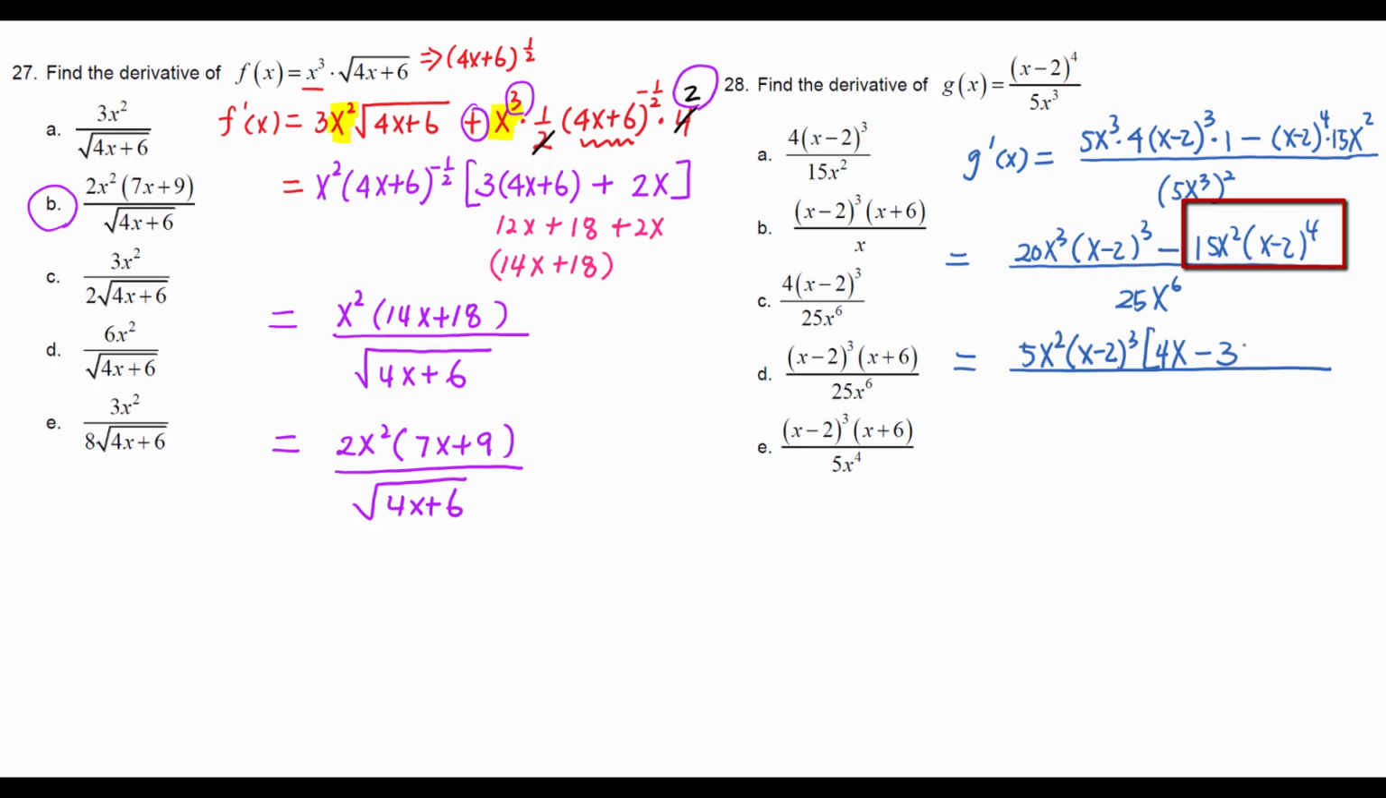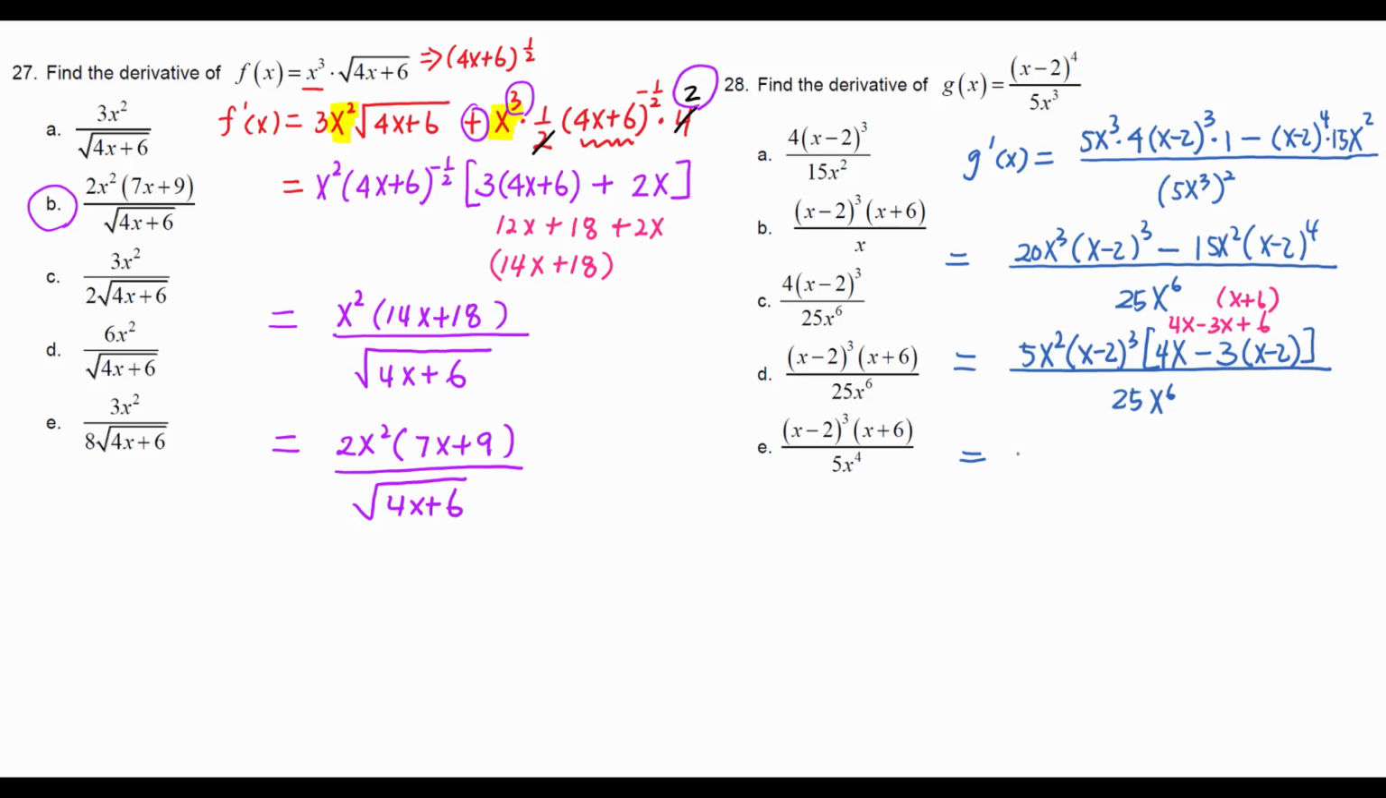(x − 2)³ times (x − 2) is (x − 2)⁴ over 25x⁶. So when you clean up inside of the bracket, I get 4x − 3x + 6, which is equal to x + 6. So that's what I get when I clean up the bracket.